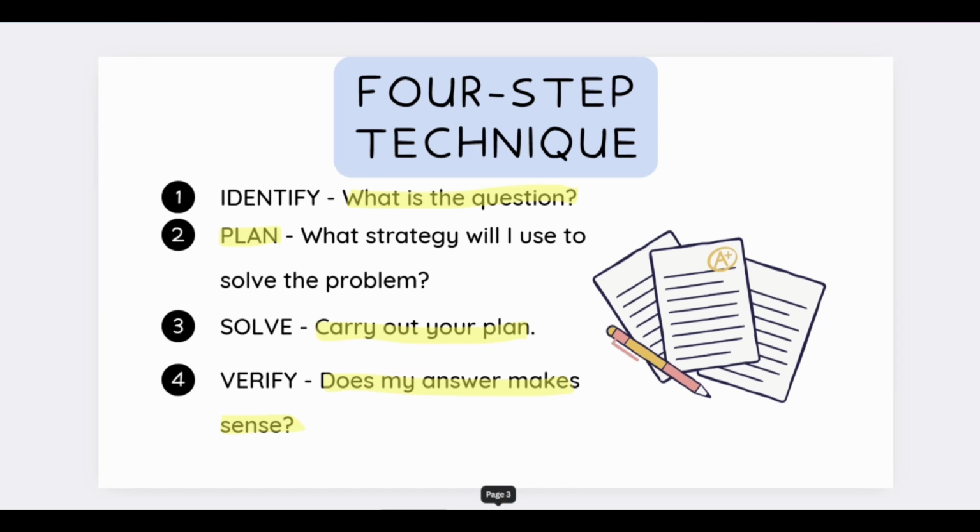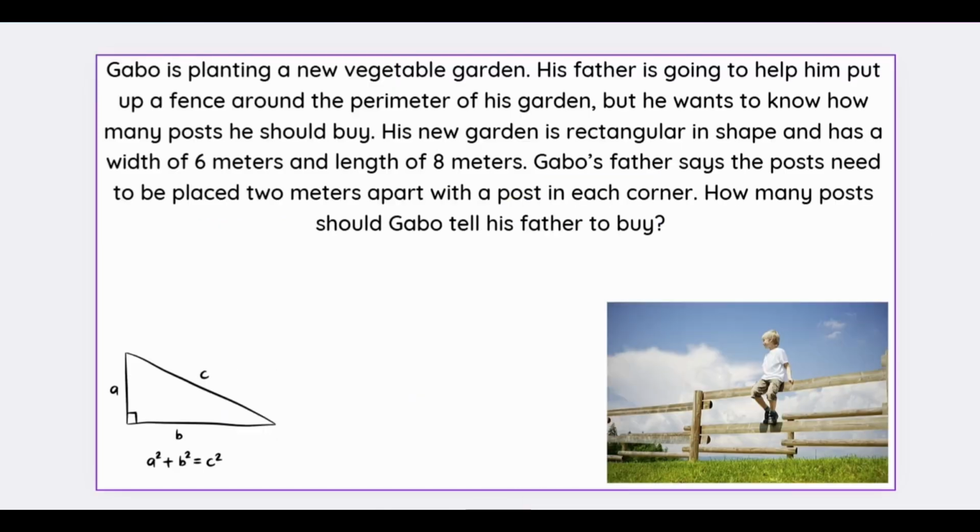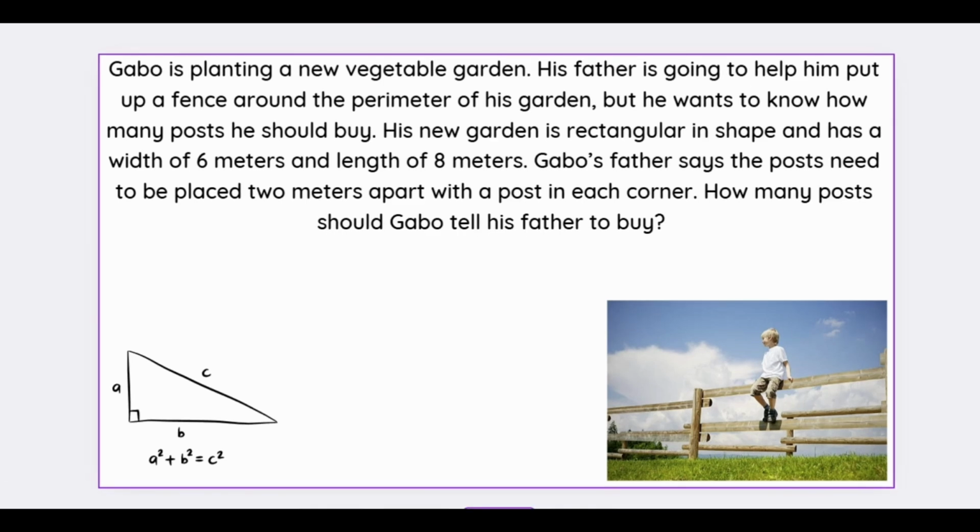So let's go ahead and take a look at a problem. Gabo is planting a new vegetable garden. His father is going to help him put up a fence around the perimeter of his garden, but he wants to know how many posts he should buy. His new garden is rectangular in shape and has a width of 6 meters and length of 8 meters. Gabo's father says the posts need to be placed 2 meters apart with a post in each corner. How many posts should Gabo tell his father to buy?